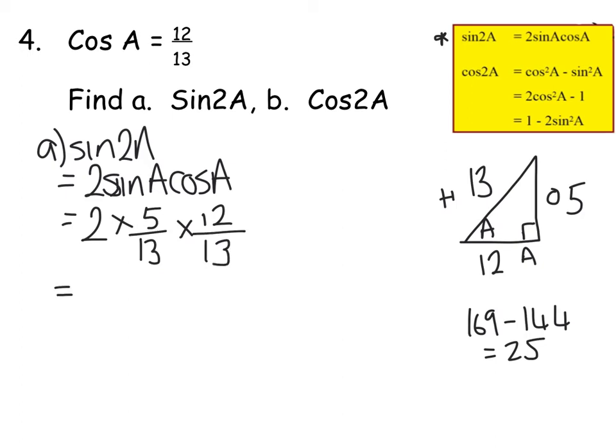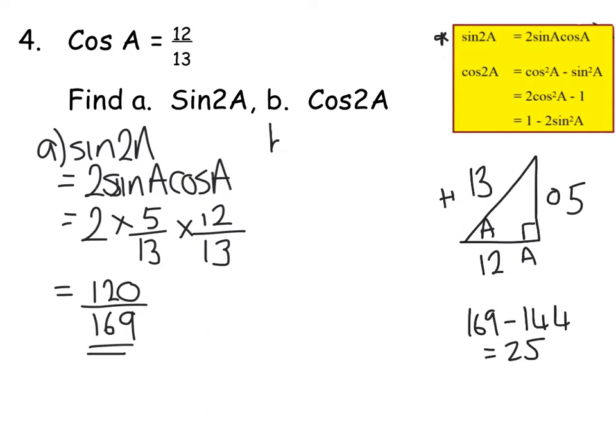Right, from there, multiply straight across. That gives you 2 times 5 is 10, times 12 is 120, all over 13 times 13 is 169. And there's absolutely nothing that cancels there, so there's your answer.